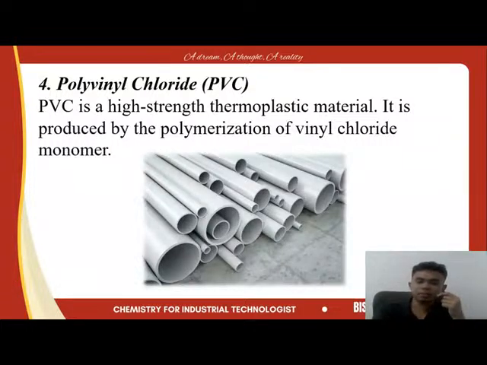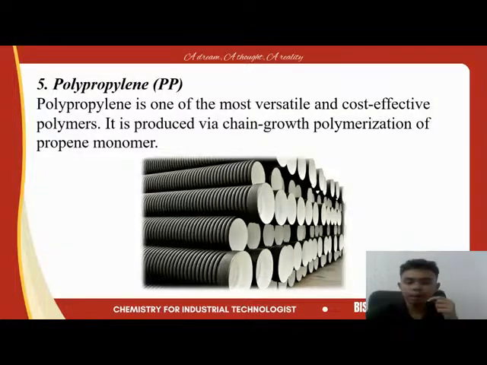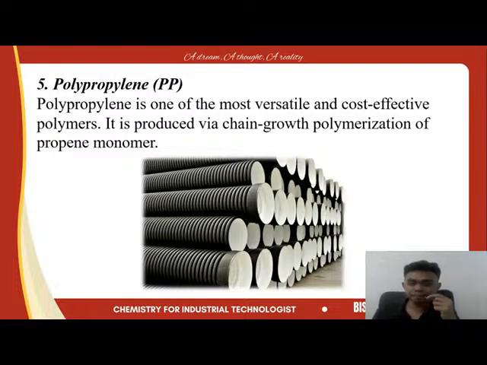Okay, next to polyvinyl chloride we have polypropylene. Polypropylene or PP. Poly, not proly, it's poly. Polypropylene is one of the most versatile and cost-effective polymers. It is produced via chain growth polymerization of propene monomer. What's the monomer of polypropylene? Okay, it is propene. Okay, ang monomer is called propene.